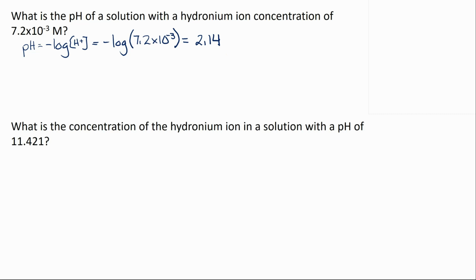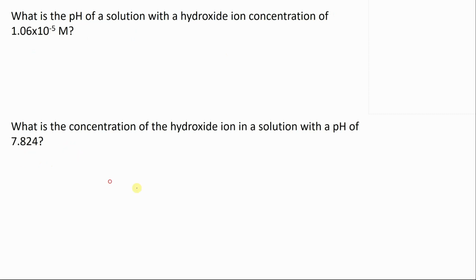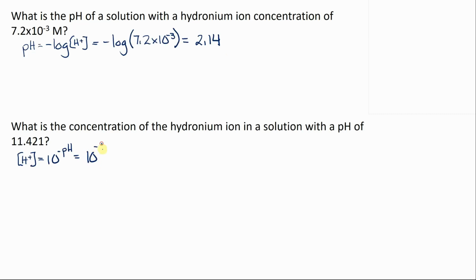The inverse, if we're trying to get the concentration of hydronium ion, that's going to be equal to 10 to the negative pH. So 10 to the negative 11.421. And I punch this in the calculator, I get 3.7931 times 10 to the negative 12. 3 digits after the decimal point there becomes 3 significant figures here, or 3.79 times 10 to the negative 12. And I need to be careful here to put on units of molarity.